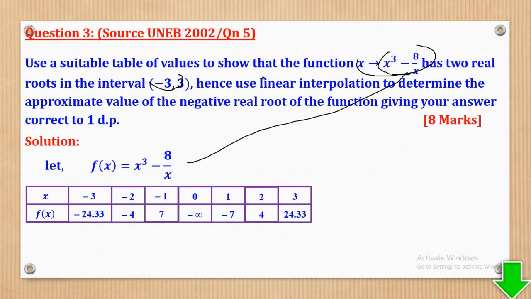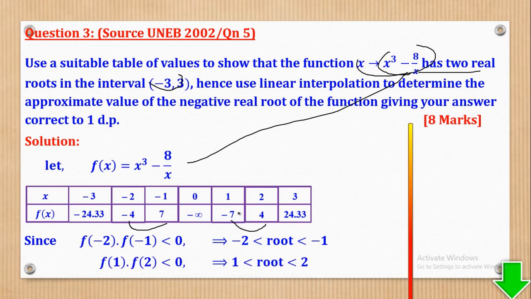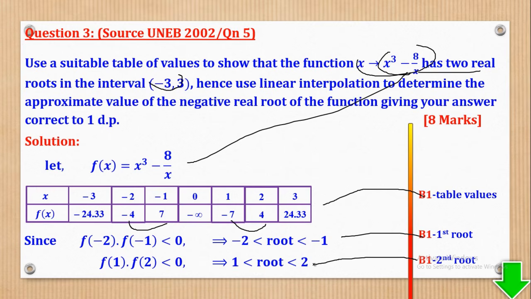So they told us to use a suitable table to show that there are two real roots. So we shall look for two sign changes. The first one is this, so we shall conclude that there's a root between -2 and -1. Then the second one is this, meaning there's a root between 1 and 2. So B1 will be for the table values, and B1 for the first root, B1 for the second root, locating them.